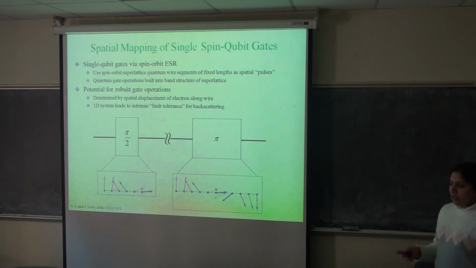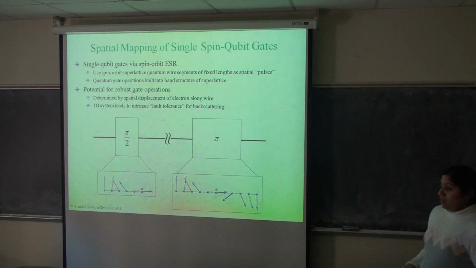So in these systems, the quantum gate operations are essentially built into the band structure of the superlattice. And typically we think of electron spin resonance or a quantum gate as a time-dependent process. But in these systems, the gate is dependent only on how far the electron travels along the wire. And so it's potentially more robust to errors.